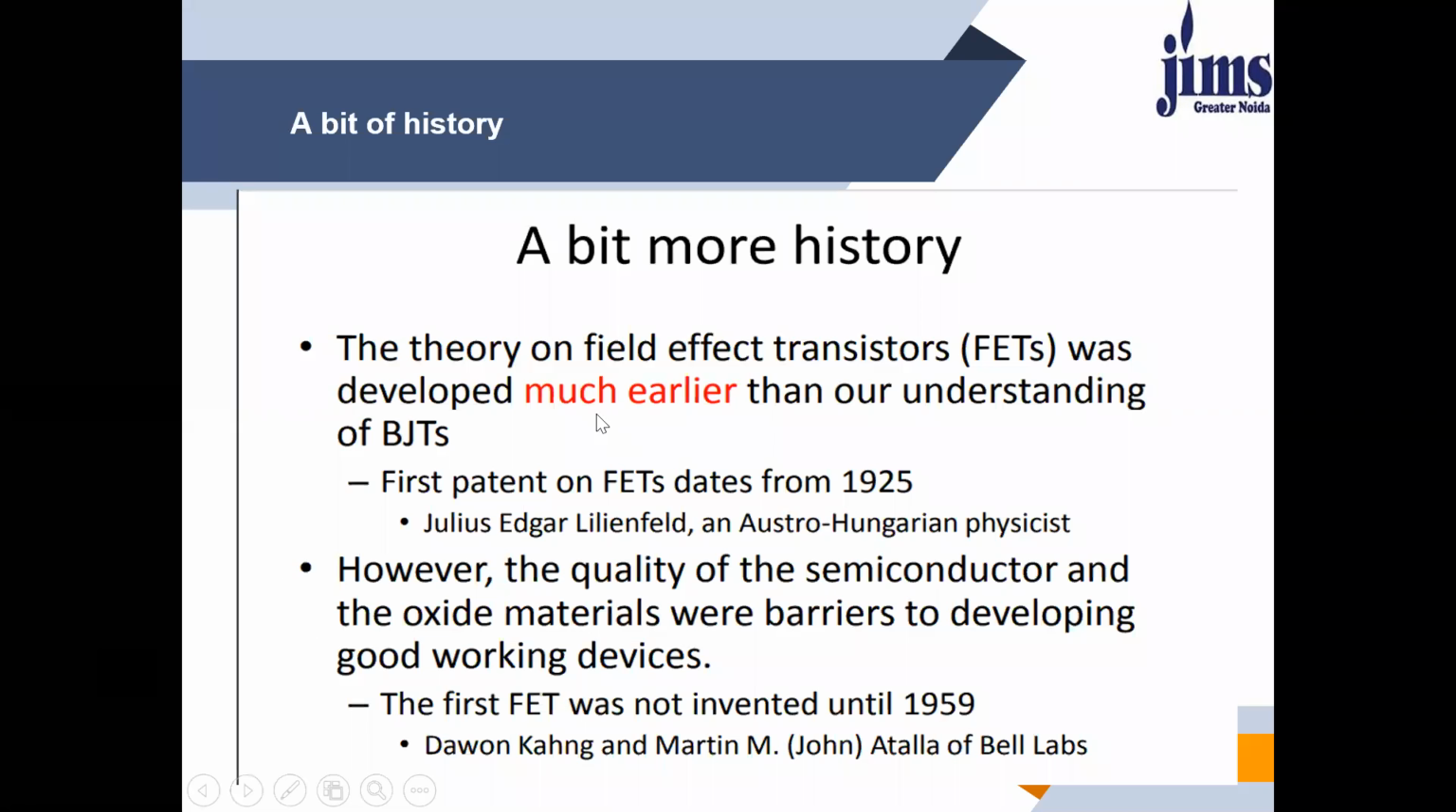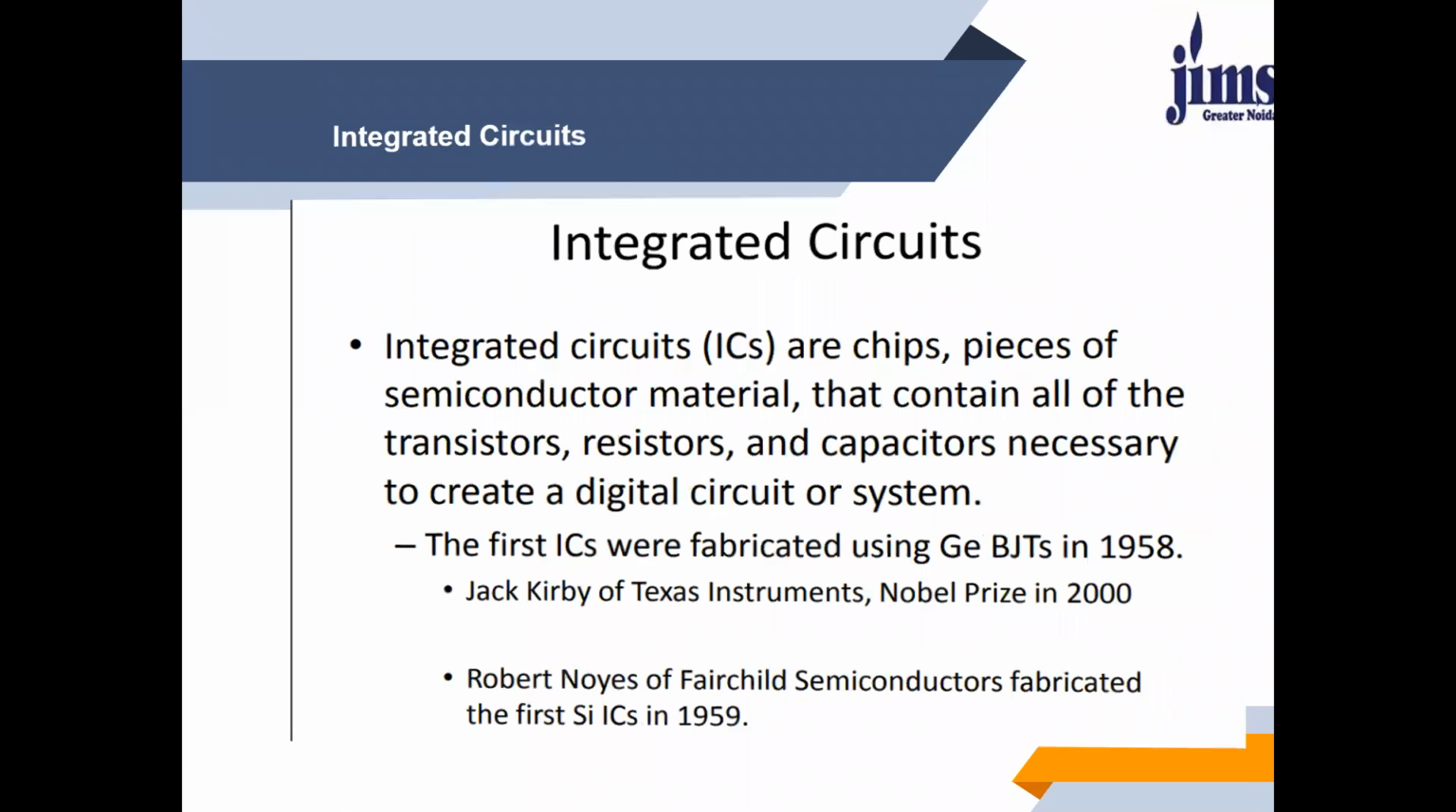So this is a bit more history. You can see here the theory on FETs. You know about FETs? Transistors are of two types, bipolar junction transistor and field effect transistor. Field effect transistors are more advanced versions of bipolar transistors. The theory was developed much earlier than BJT, and these are a few common points which you can understand by only reading. Let's move to integrated circuits.